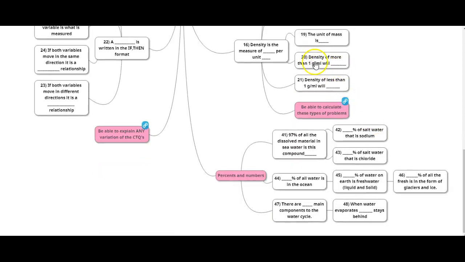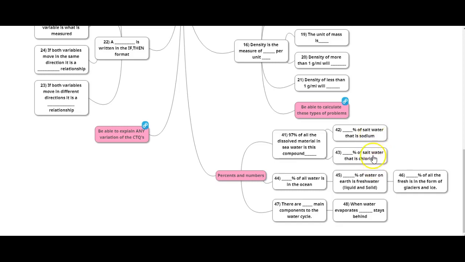Know that things that have a density above 1 will sink in water. Densities less than 1 will float in water. Alright, over here, a lot of this stuff is found on Quizlet. I'm going to go through a couple of these really quickly for you. So 97% of the dissolved material inside of the ocean is sodium chloride. The other stuff is like calcium and carbonate.